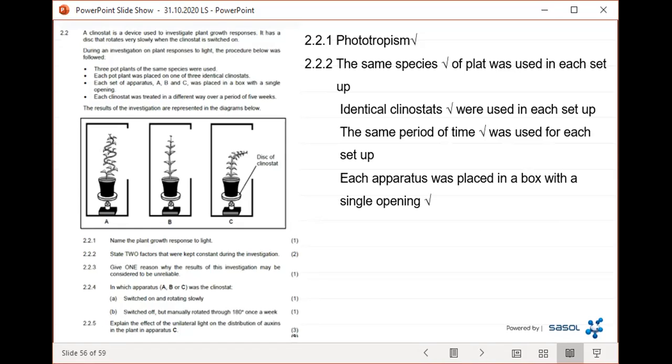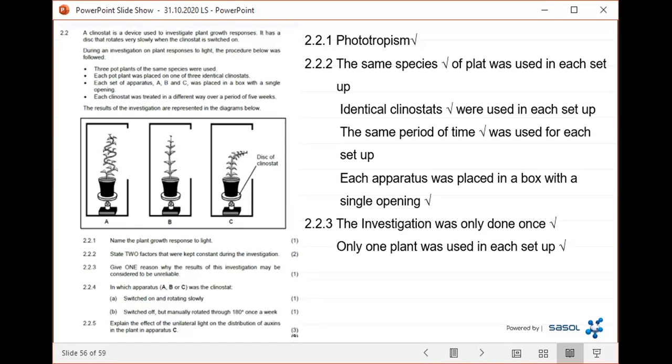Right. Then question 2.2.3, give one reason why the results of this investigation may be considered to be unreliable. Give one reason as to why the results of the investigation may be considered to be unreliable. Okay, so the investigation was only done once, it was not repeated, right? And then only 1 plant was used in each setup. Okay. Then we move on to question 2.2.4.